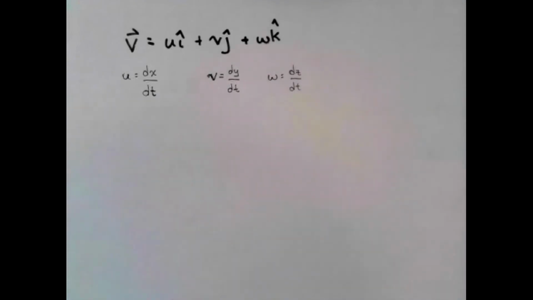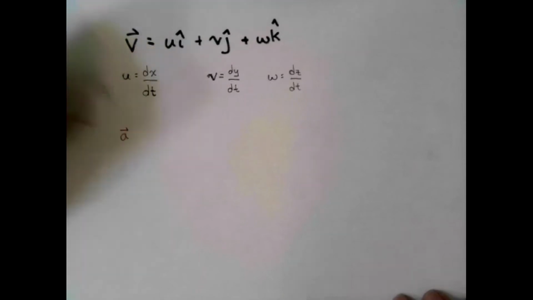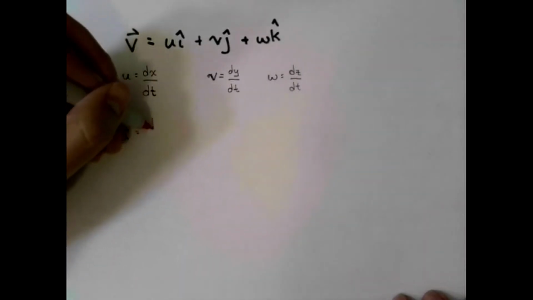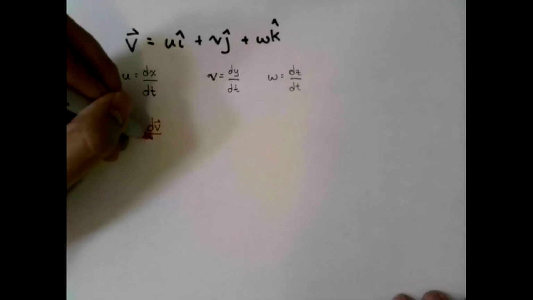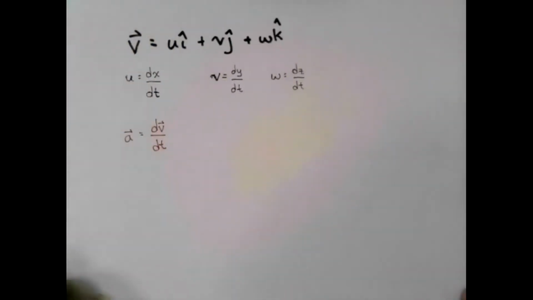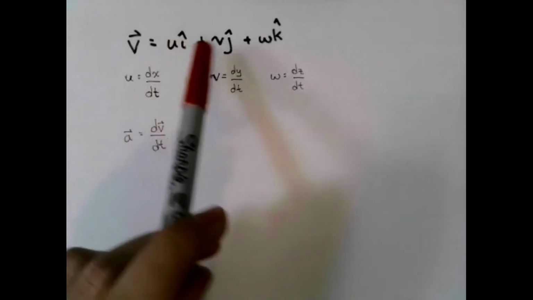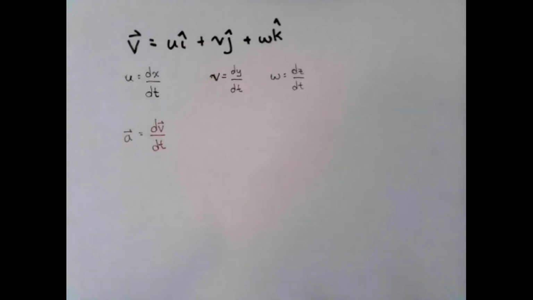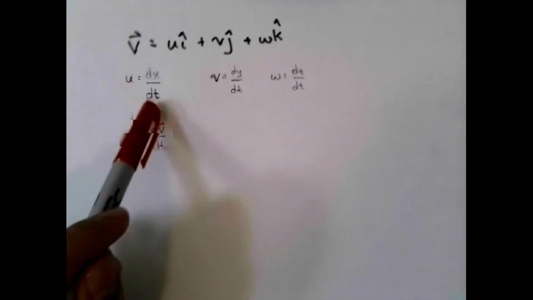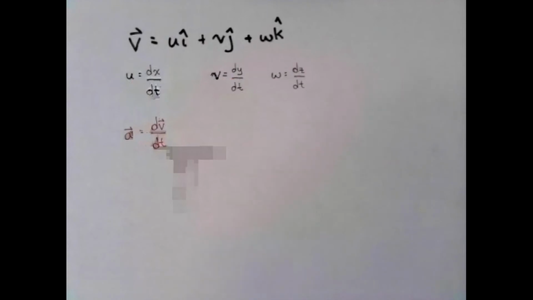So I can say that my acceleration vector is simply the derivative of my velocity vector with respect to time. But then how do I quantify this derivative? I know that velocity is a combination of three components, but each component itself is a derivative of something with respect to time. So in order to figure out how we can quantify this acceleration, we first need to figure out what velocity is a function of.